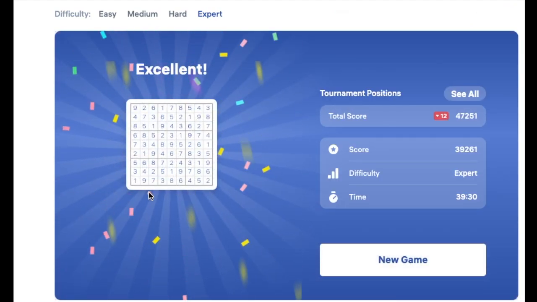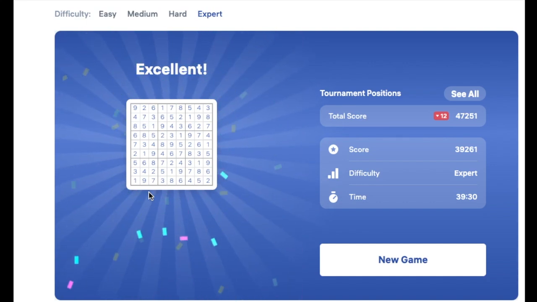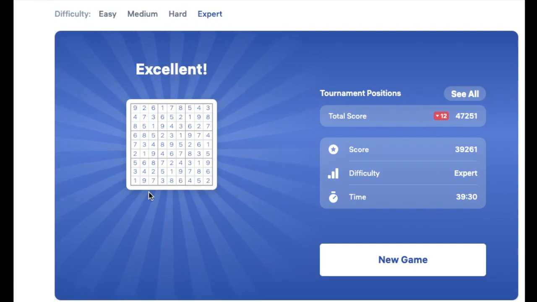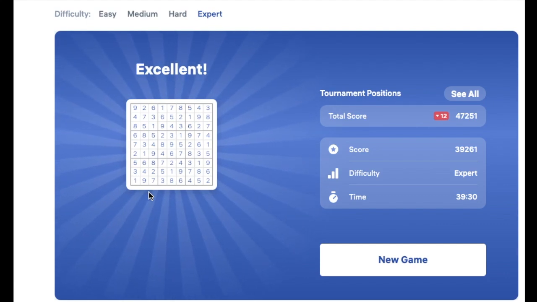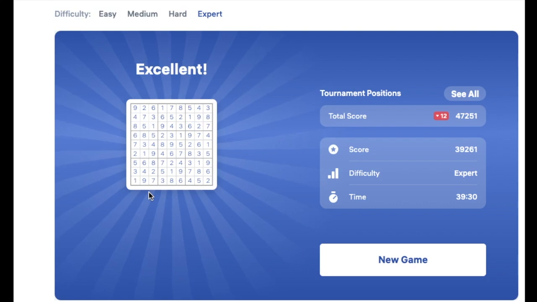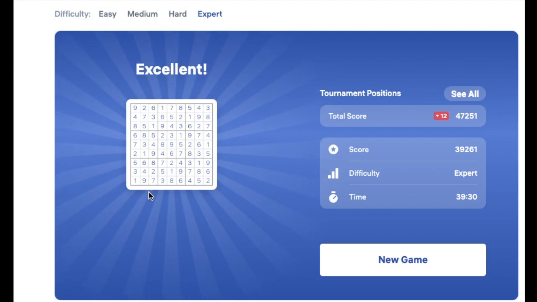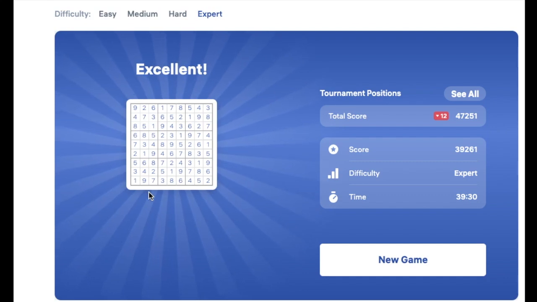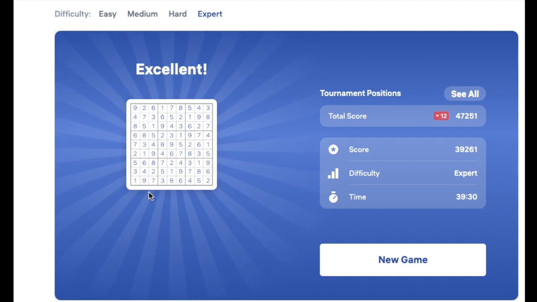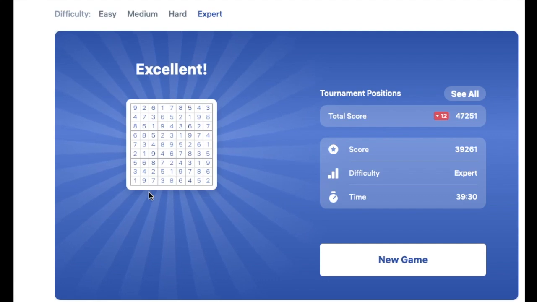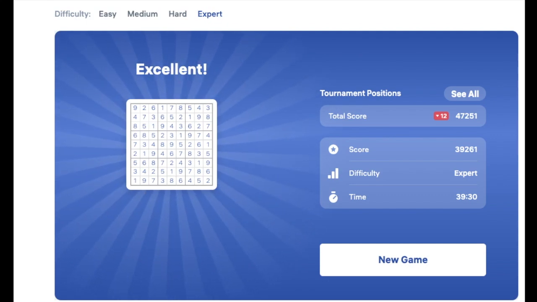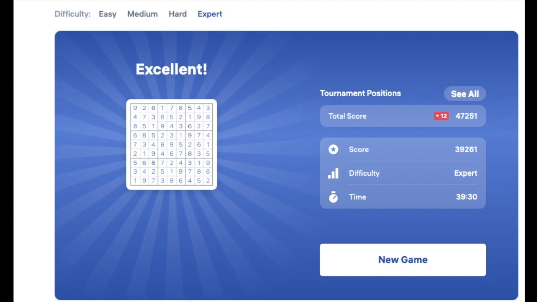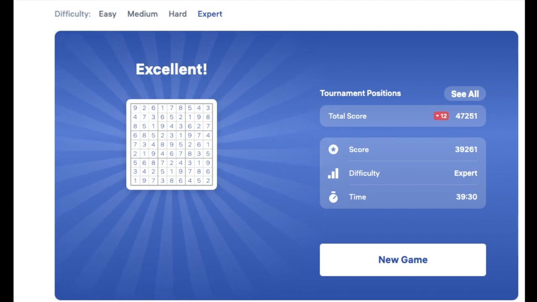40 minutes, or 39.5 minutes, for an expert Sudoku. That's pretty good. A bit more practice on these, and hopefully you'll be able to do them much quicker than I can. Obviously trying to explain a few tricks, but yeah, no, it's a very good puzzle to test yourself mentally with the numbers. And yeah, just keeping yourself mentally active is very useful to do. I enjoy doing one of those every day. But yeah, whatever helps you stay motivated.